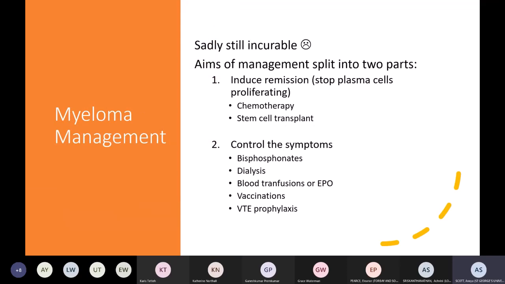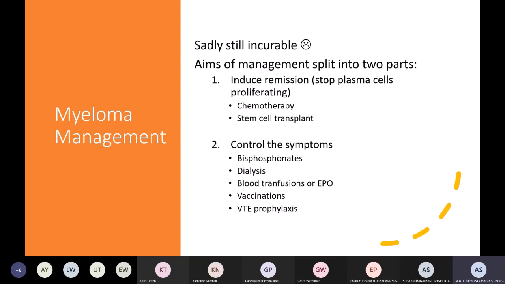In terms of management of myeloma, it's still incurable, but the aims of management are split into two parts. The first thing is to induce remission, to try and stop the proliferation of these plasma cells. That's done with chemotherapy or sometimes stem cell transplants, more commonly chemotherapy. And the second part of the management is just to control the symptoms.